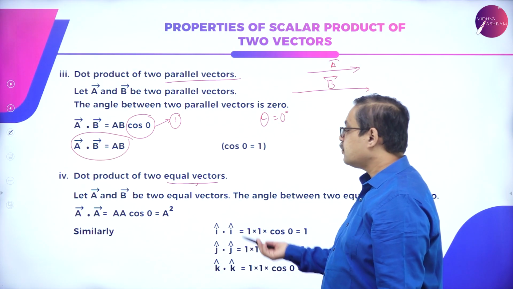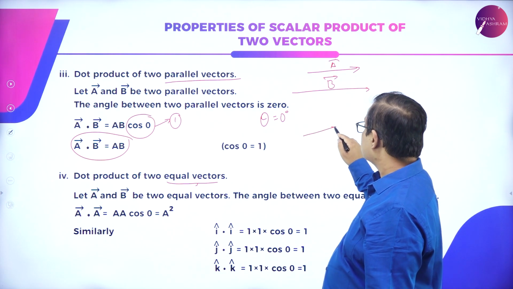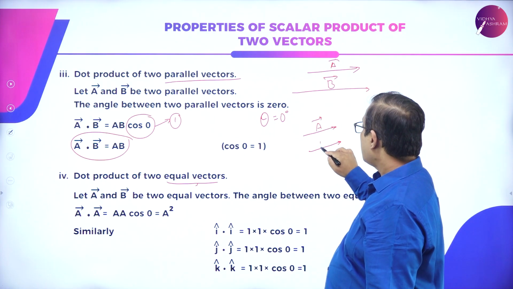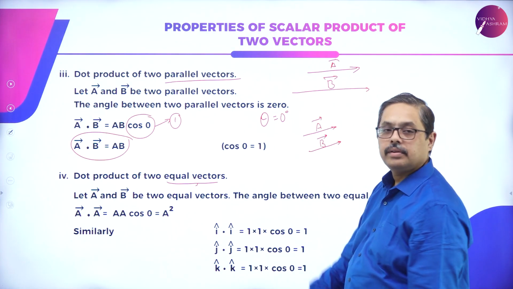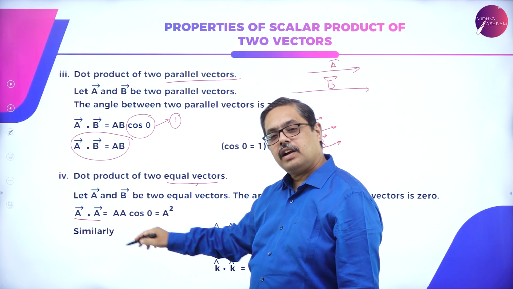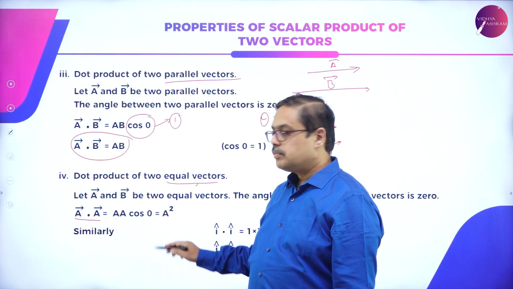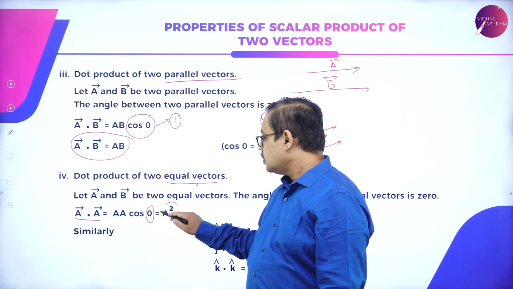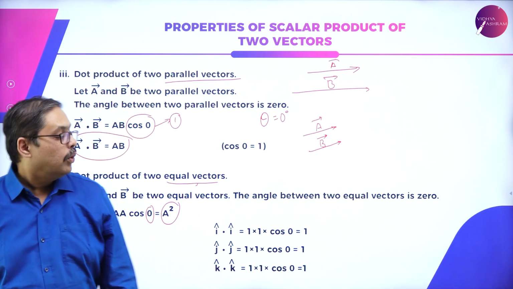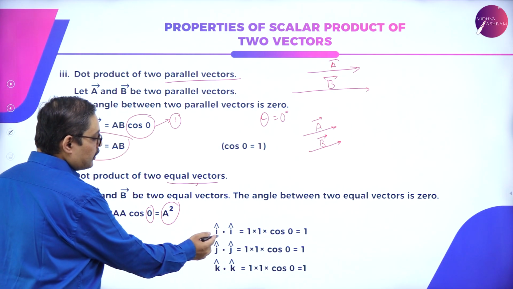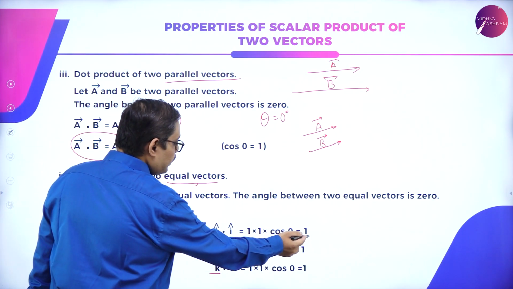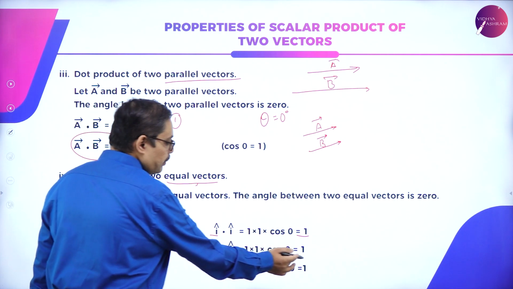Now let us check the case of two equal vectors. There are two vectors which are equal to each other, that is, the magnitude and the direction are the same. So instead of A dot B, I'll write it as A dot A. It will be AA cos 0 because the angle will be 0. So the dot product of two equal vectors will be A square. Now, if I take unit vectors along the x, y and z axes, i cap into i cap will be 1. Similarly, j cap into j cap will be 1.